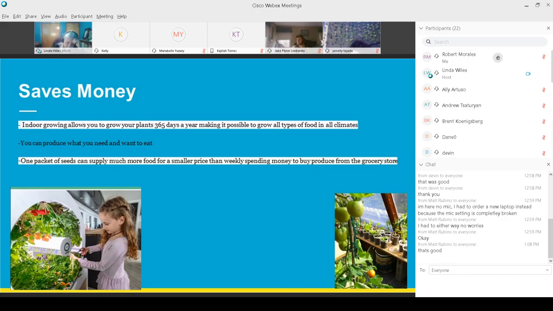Another benefit, it saves money. Indoor growing allows you to grow your plants 365 days a year, making it possible to grow a lot of types of food in all climates. You can produce what you want to eat and what you need, and one packet of seeds can supply more food for a smaller price than weekly spending to buy produce from the grocery store. And these are just photos of things being grown inside and how it's set up.